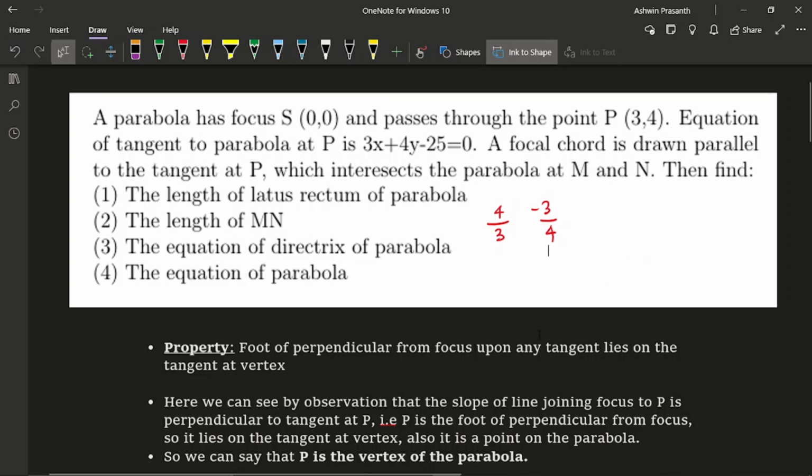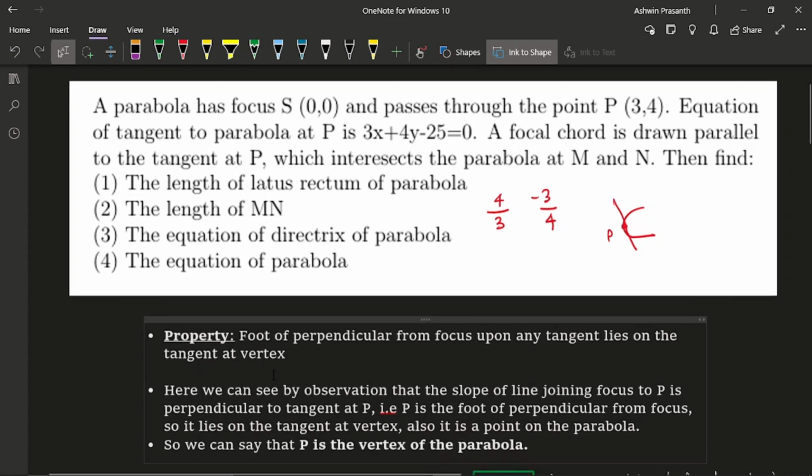So P is a point on the tangent at the vertex. Also, P is a point on the parabola. So if it has to be a point on the tangent at the vertex and also a point on the parabola, P has to be the vertex of the parabola. So this is the main result that we'll use to solve the rest of the problem.